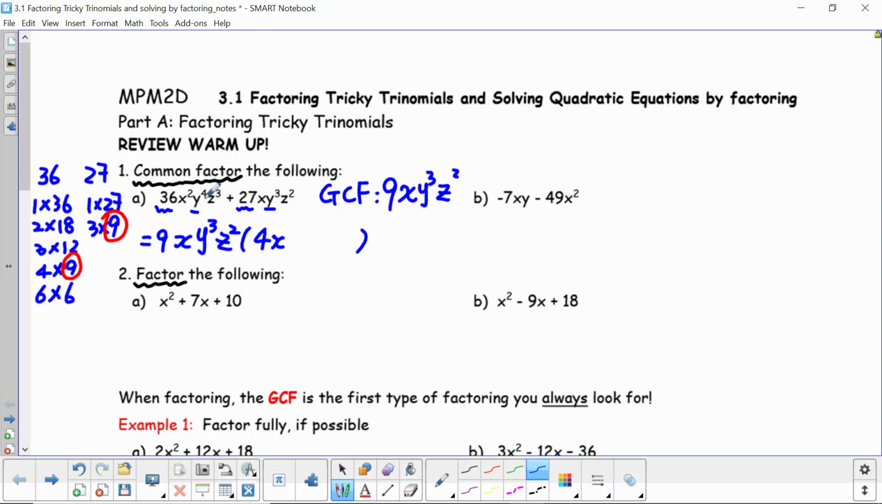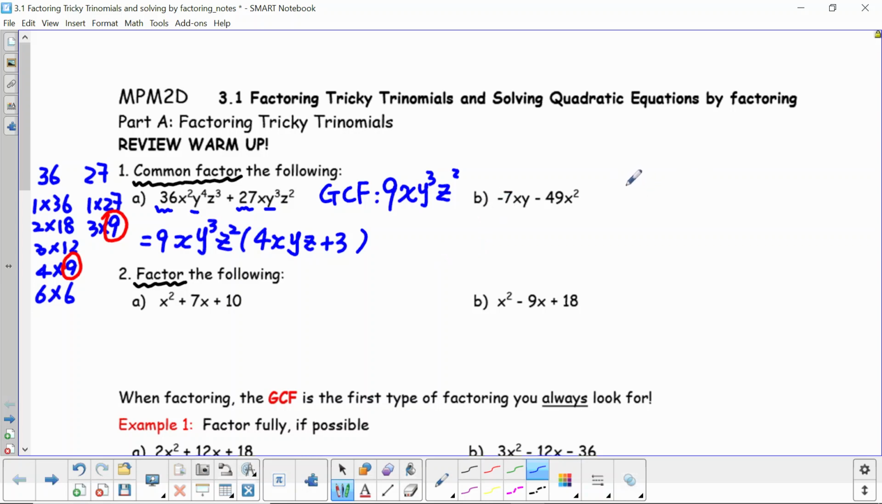Y to the exponent 4 divided by y to the exponent 3. 4 minus 3 gives you 1. So y to the exponent 1. Then z cubed divided by z squared. 3 minus 2 gives you 1. So z to the exponent 1. Then 27 divided by 9 gives you 3. Then x divided by x is 1. Y cubed divided by y cubed, 1. Z squared divided by z squared, same, is 1. So this is the final answer. Or you could draw the 1 by 2 box. I don't want to draw this one here.